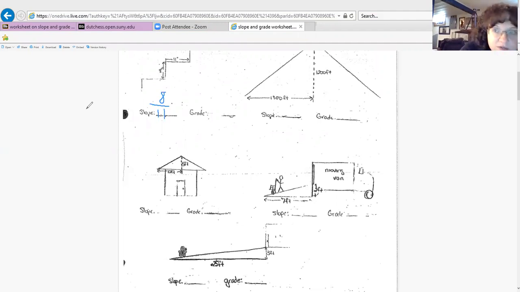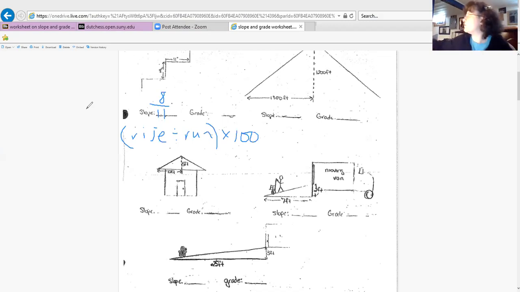So, how do I convert something to a percent? It's going to be rise divided by run first, and then times 100. So I'm going to do that division, and then I'm going to multiply by 100. This is where I use my calculator. I'm going to do 8 divided by 11, and then convert that to a grade. I don't know what 8 divided by 11 is off the top of my head.